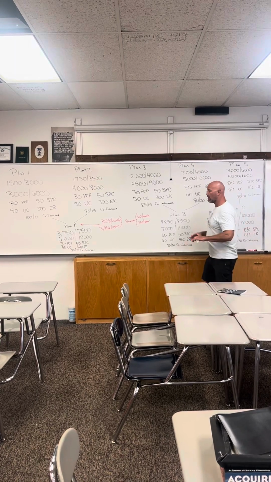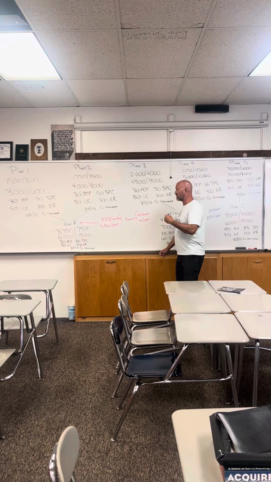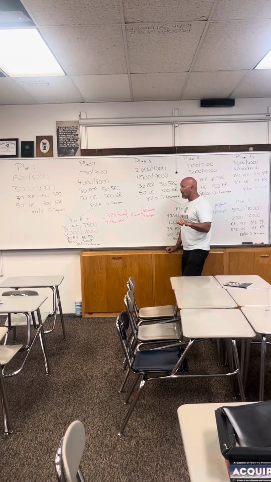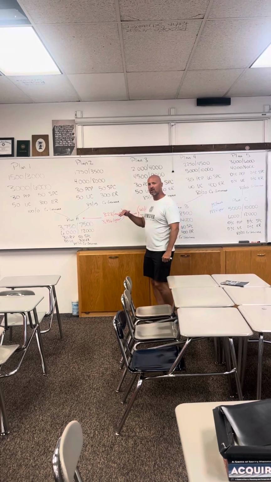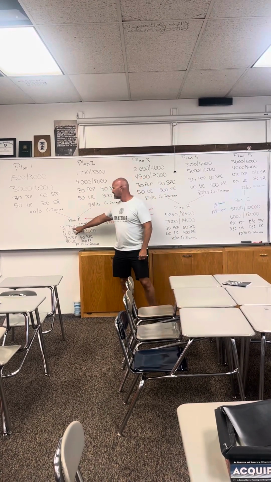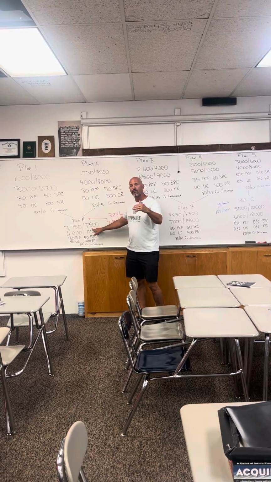I want to make sure that you understand some basic financial terms and some basic financial concepts when it comes to insurance, okay? First off, let's talk about deductible. The first number is deductible per person. The second number is deductible per family.